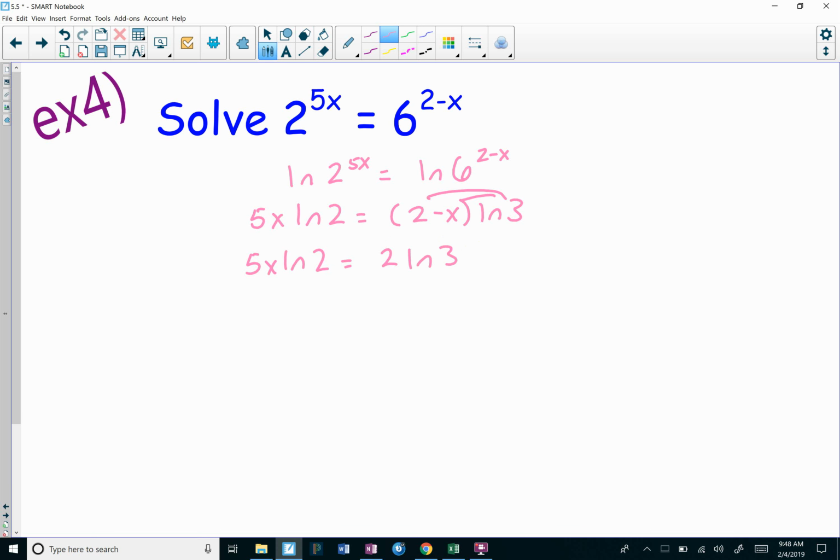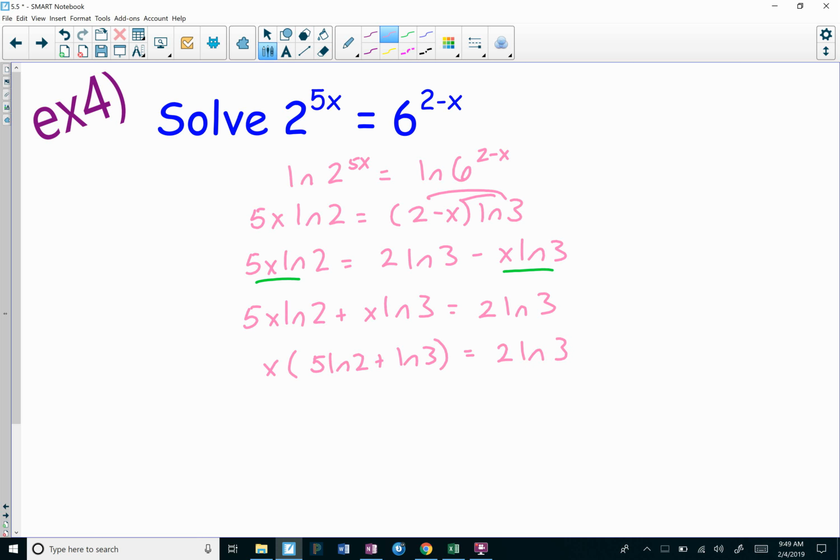2 times natural log of 3 is 2 natural log of 3. X times natural log of 3 is x natural log of 3. Okay, now these two terms have x's, so I want to get them on the same side, so I'm going to add x natural log of 3. Factor out an x. So I'm left with 5 natural log of 2 plus natural log of 3. Now this is the step that confuses people. We're going to clean it up so that we get 1 log here, 1 log there.